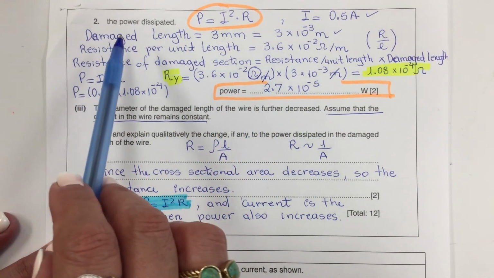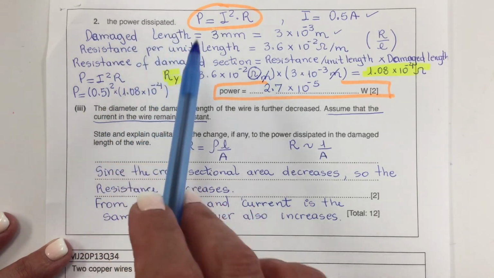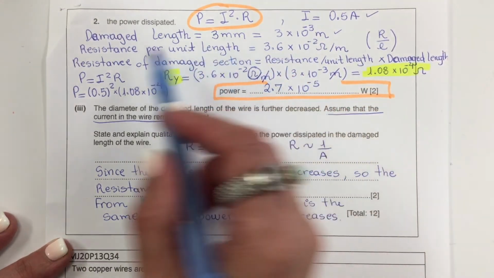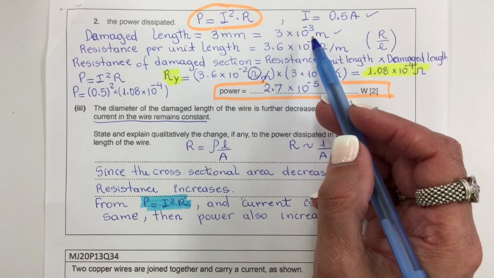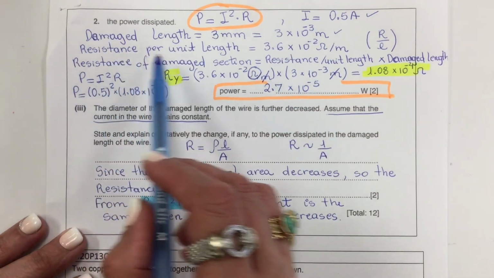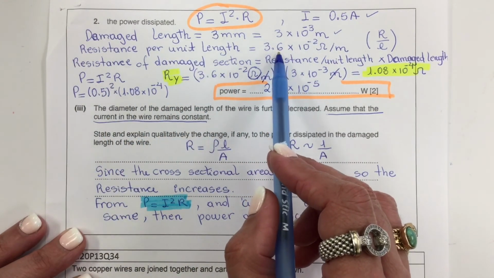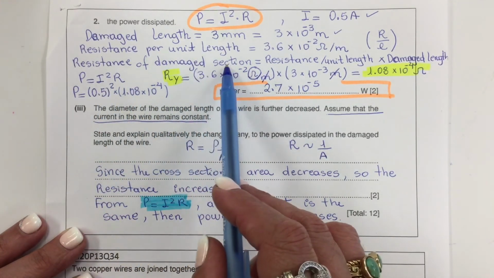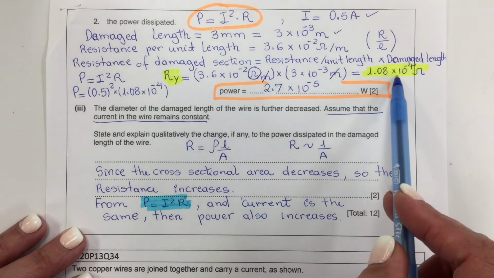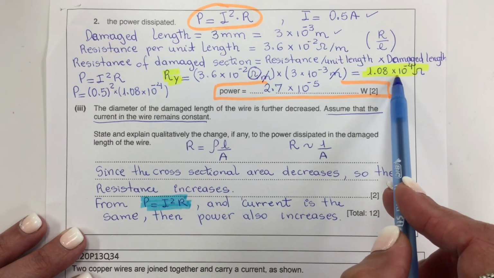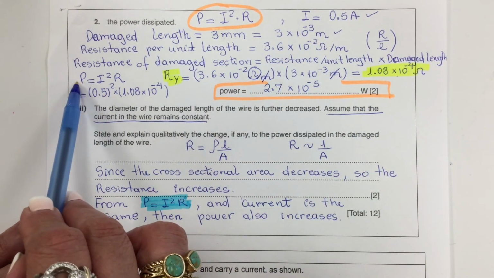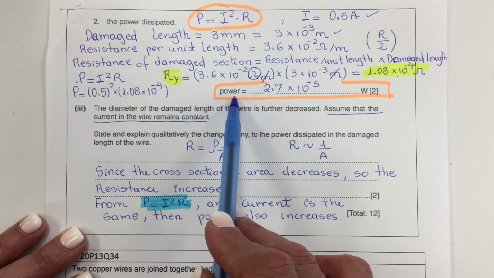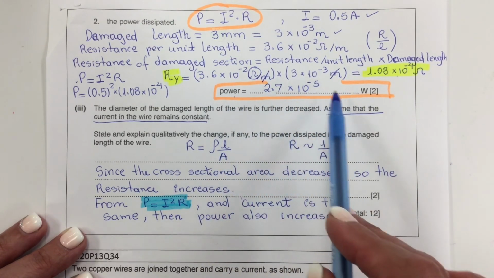The second question is asking for the power dissipated in the damaged wire. We were provided the current and also the length of the damaged wire, and this is the information from question 1. With all this, we could calculate the resistance of the damaged section, which is this one, and use this information in this power formula to find the power dissipated, or lost as heat, in the damaged section.